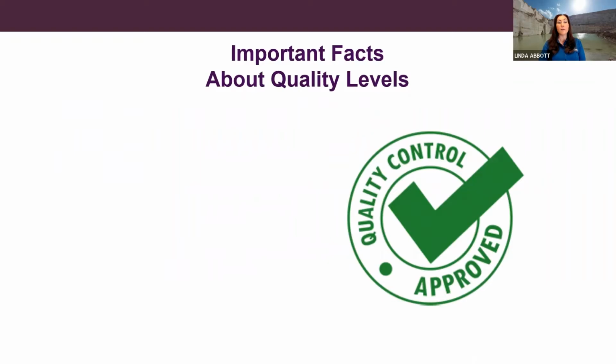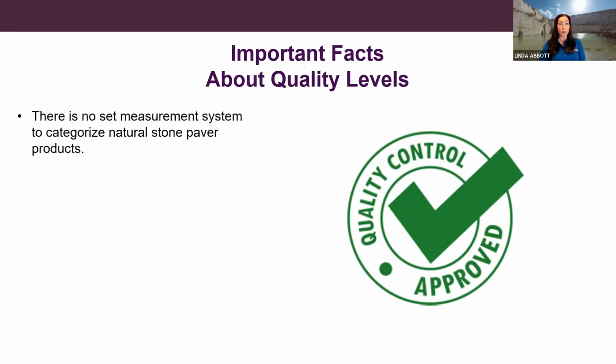There are important facts about quality levels that I'm going to be sharing with you. The first is that there is no set measurement system to categorize natural stone paver products. Huge problem in our industry that we are about to standardize. What the supplier tells you is based upon their opinion. So what I mean by that is that the travertine comes in crates, and then every supplier creates their own quality level and charges based on that.